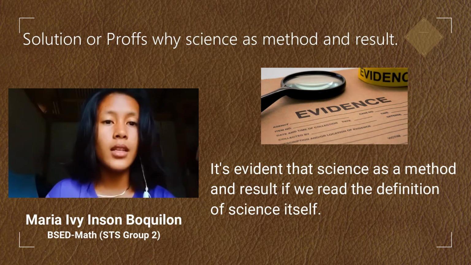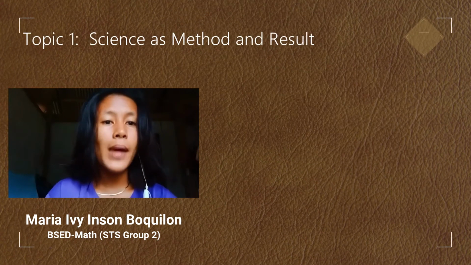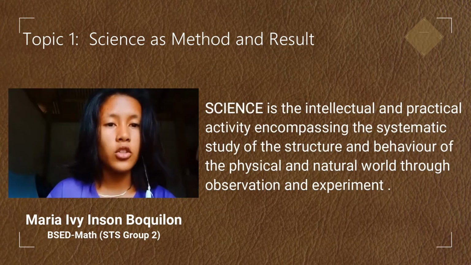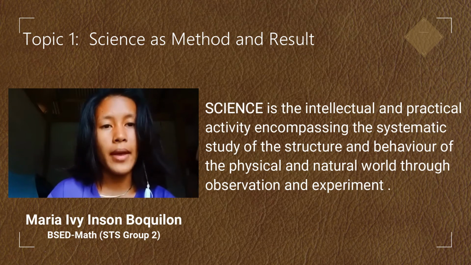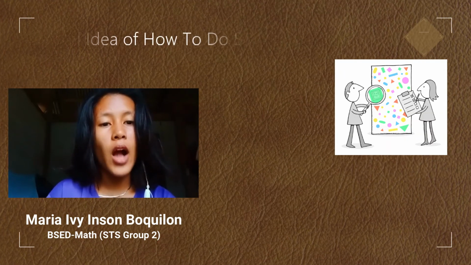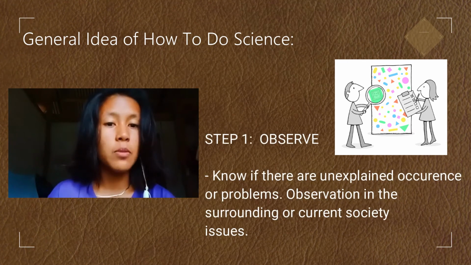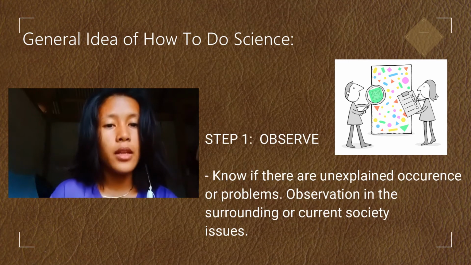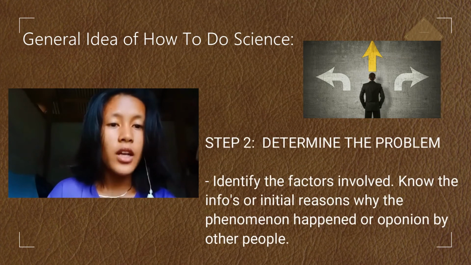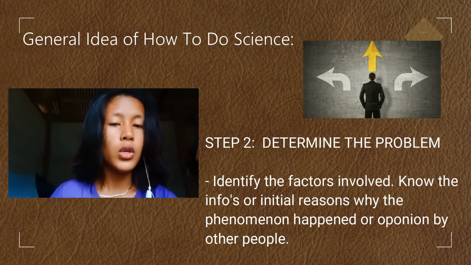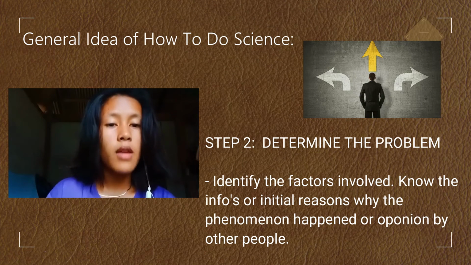So science, the intellectual and practical activity encompassing the systematic study of the structure and behavior of the physical and natural world through observation and experiment. General idea of how to do science. Step 1 is observe. Note if there is an unexplained occurrence or problem. Observation in the surroundings or occurrence, situations, issues. Step 2 is determine the problem. Identify the factors involved. Know in full or initial reasons why the phenomenon happened, or the opinions of other people.